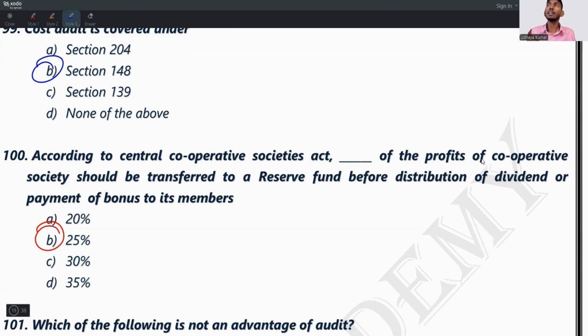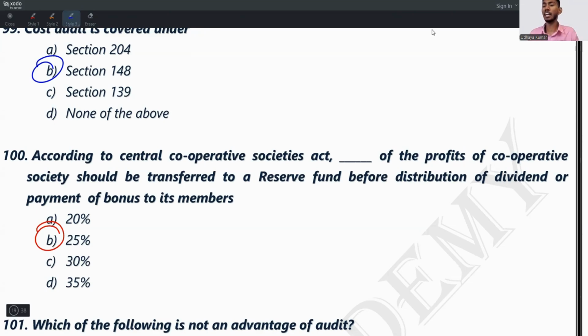But in any case, he cannot reduce it to less than 10% of the profits of the society, which means with the permission of the registrar, you can transfer down to 10%. But generally, before the profits are distributed, 25% of the profits must be transferred to the reserve fund. Okay, clear? So with this, we have completed the first 100 questions.